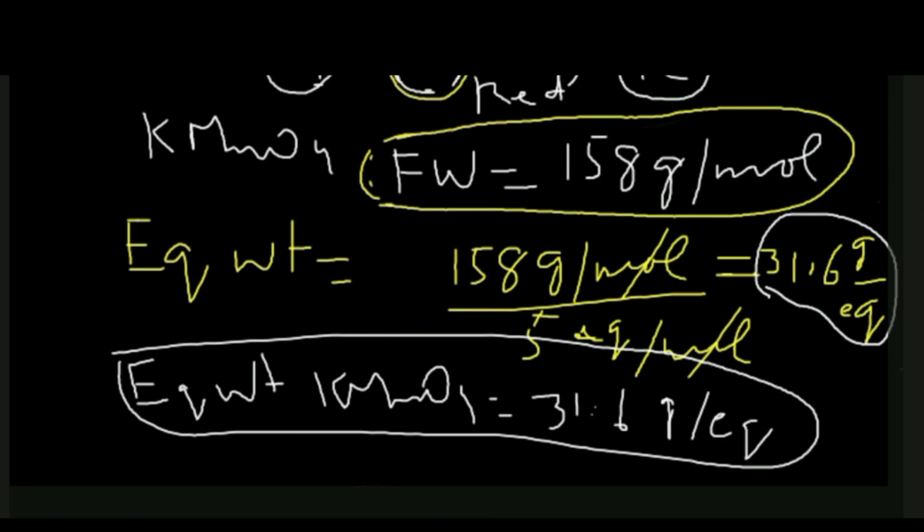Because a number of electrons are involved here, we have divided the formula weight by the number of electrons gained by the manganese. These are 5, so we have divided 158 by 5, and from this we have got 31.6, which is the equivalent weight of potassium permanganate.